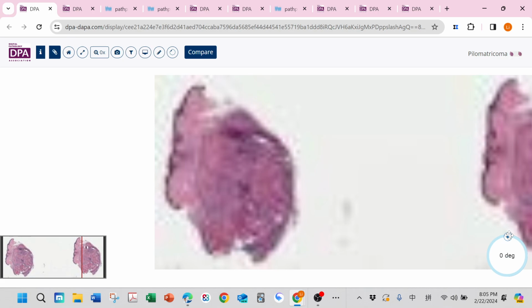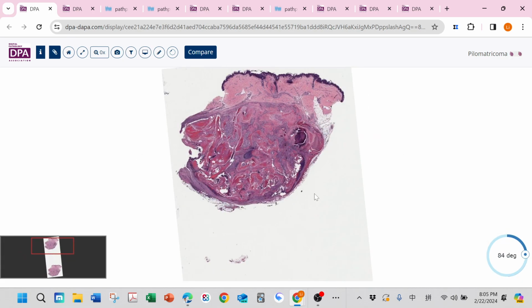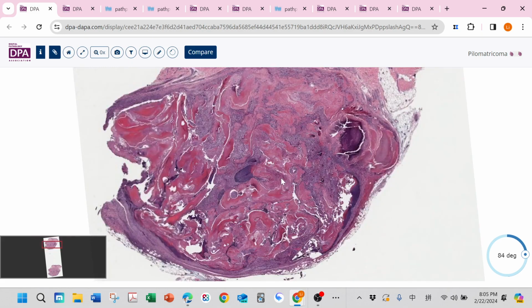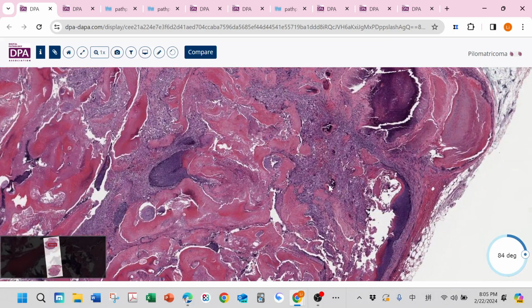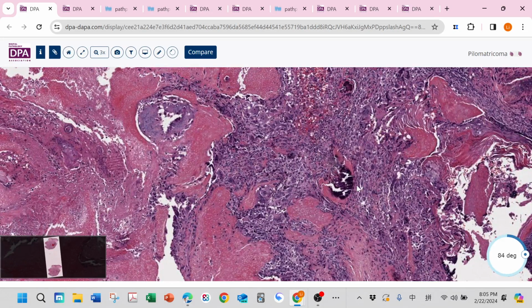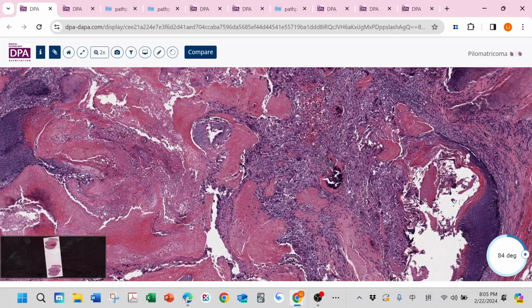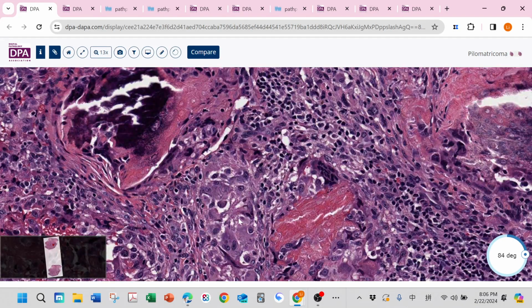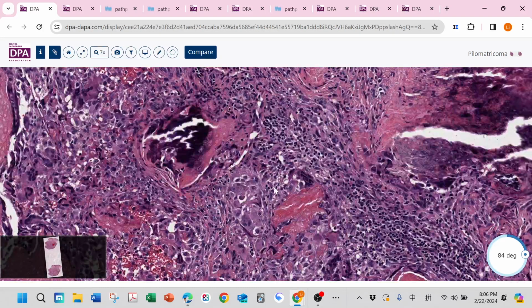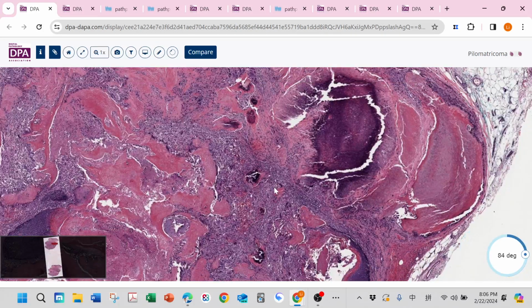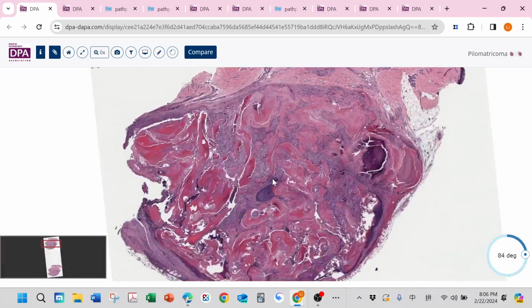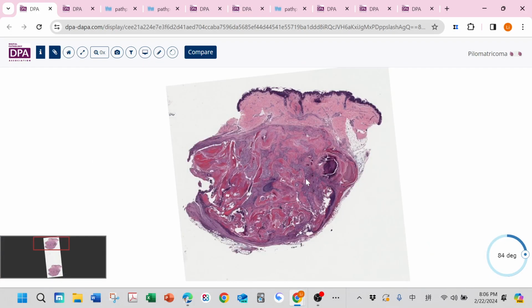Another example of pilomatricoma. Basaloid cell, ghost cell, highlighting stroma, well demarcated. We may have some bone, metaplastic bone. Maybe some multinuclear giant cell reaction, metaplastic bone, or calcification. So this is another example of pilomatricoma.